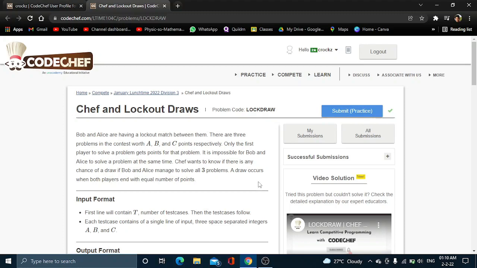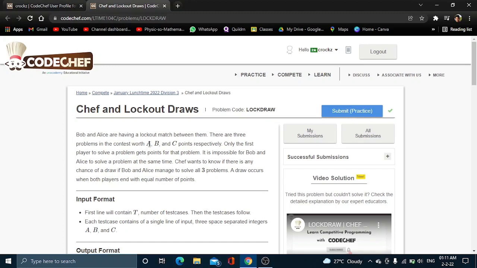So now our main idea is, if Bob solves all the questions first, A, B and C, his points will be A plus B plus C, whereas Alice has got 0 points. Since there is a difference in points, which means Bob has got more and Alice less, there is no draw. Suppose Alice solves all the problems, then she will get all the points and Bob will get 0. So there is no draw, because Alice has got A plus B plus C points and Bob has got 0 points.